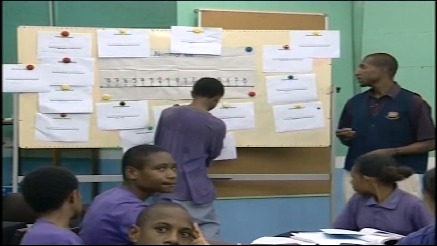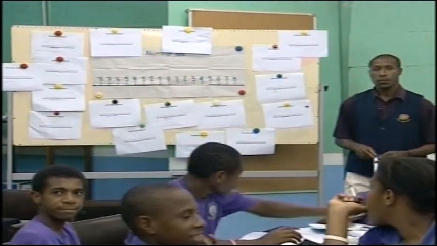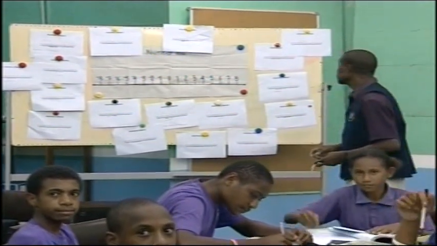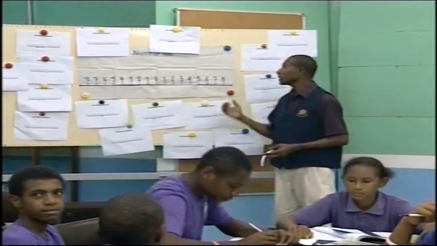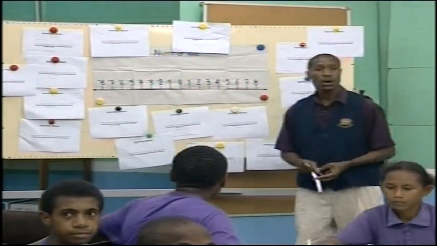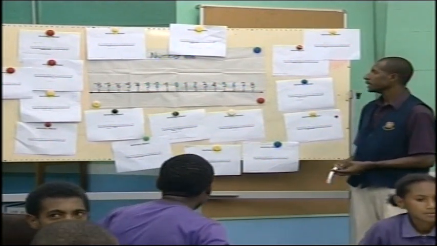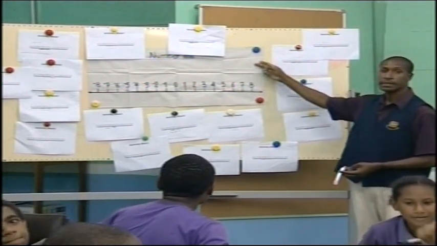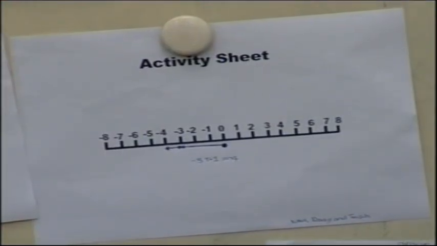Now receiving students, you can see some of the work that has been done by the model class. They have some of the answers here. They have used this activity sheet to show the -3 plus -1 on the number line. Now we will correct that using the big number line chart which is on the board here.